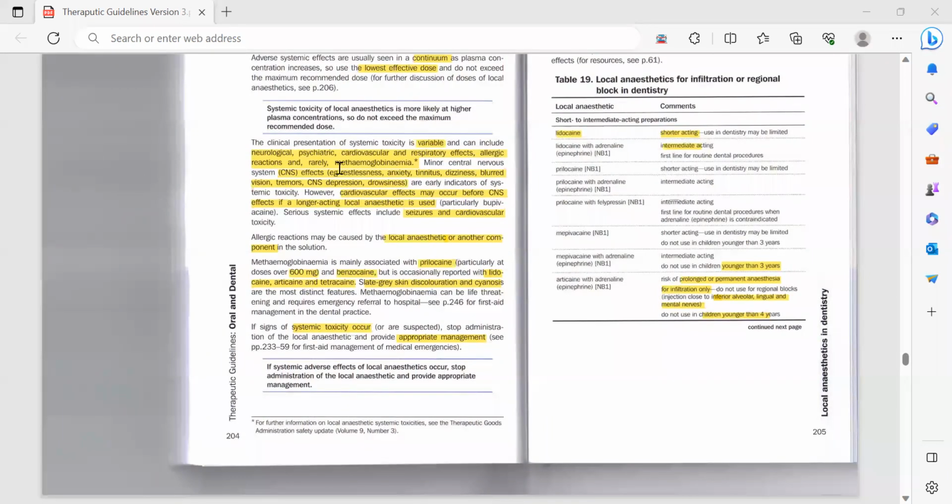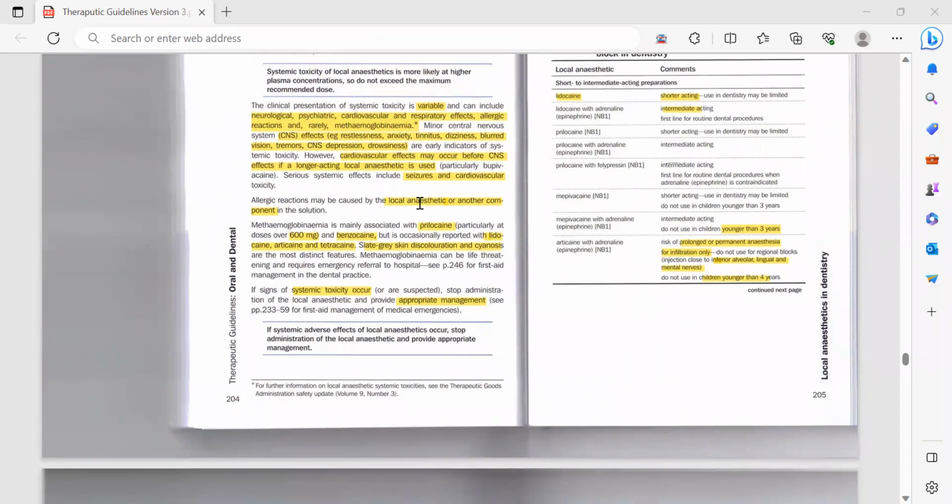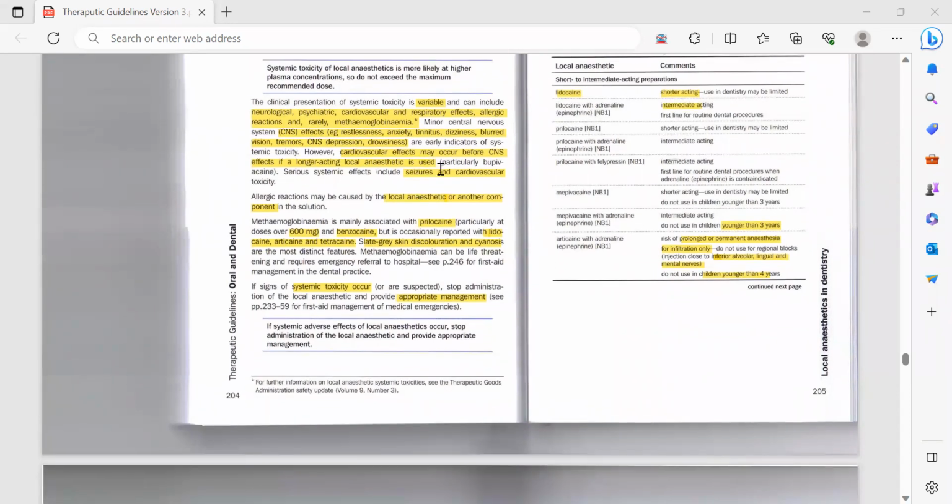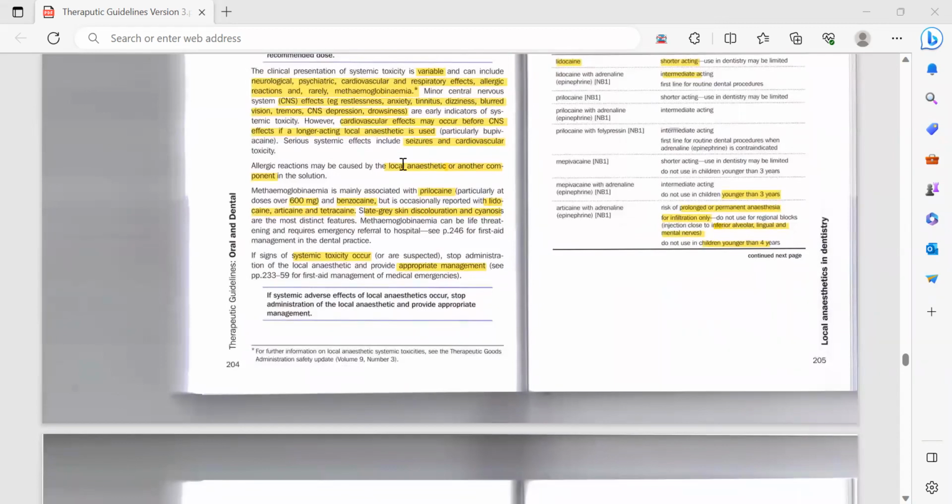What could be the systemic effects? There would be some effects on the brain, on the heart. Okay, so CNS, CVS, respiratory, allergic, and rarely methemoglobinemia. So these are some of the effects that can occur when you inject the LA into the blood vessel. So always make sure before injecting that the patient is not allergic.